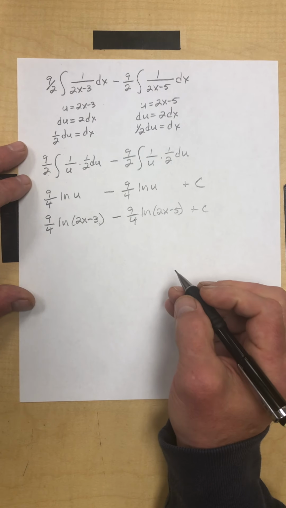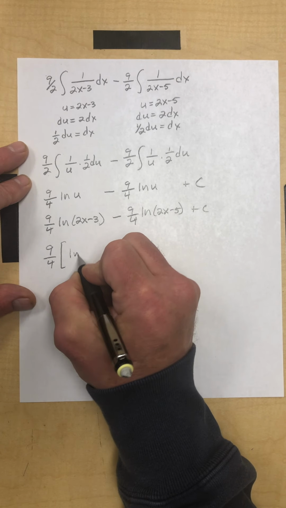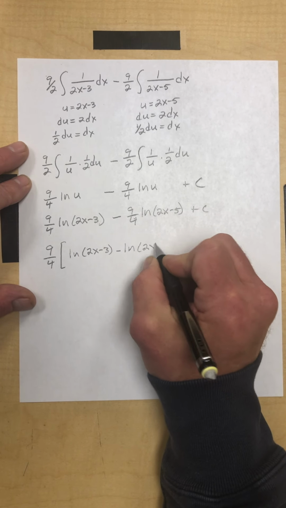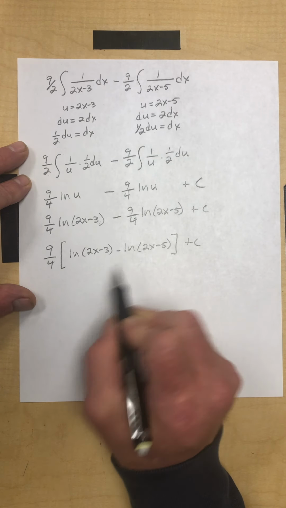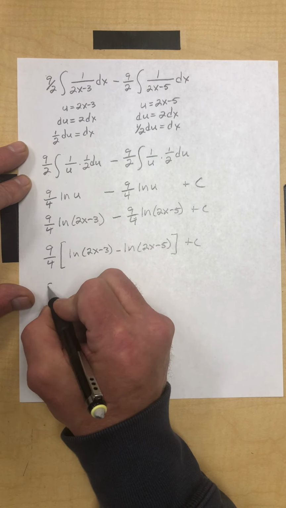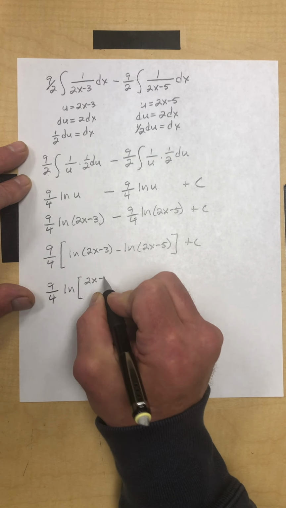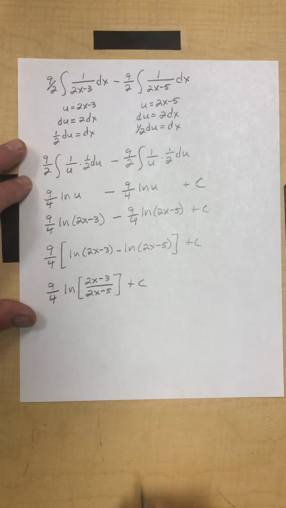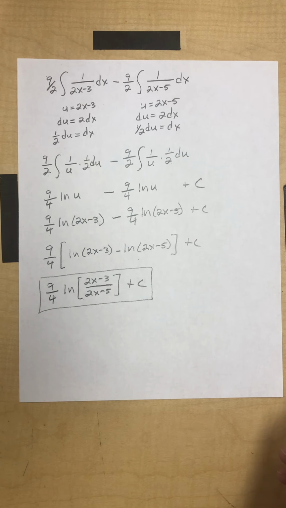Okay, let's see what we can do. You do have a common factor of 9/4, so I could pull that out if I wanted to: 9/4 times the quantity of the natural log of 2x minus 3 minus the natural log of 2x minus 5, plus c. And again, I've got a minus here, so I can use the quotient rule to write the natural log of this binomial over that binomial. So 9/4 times the natural log of 2x minus 3 over 2x minus 5, plus c. I would say that this definitely is a form of the answer that we could use. I like that.